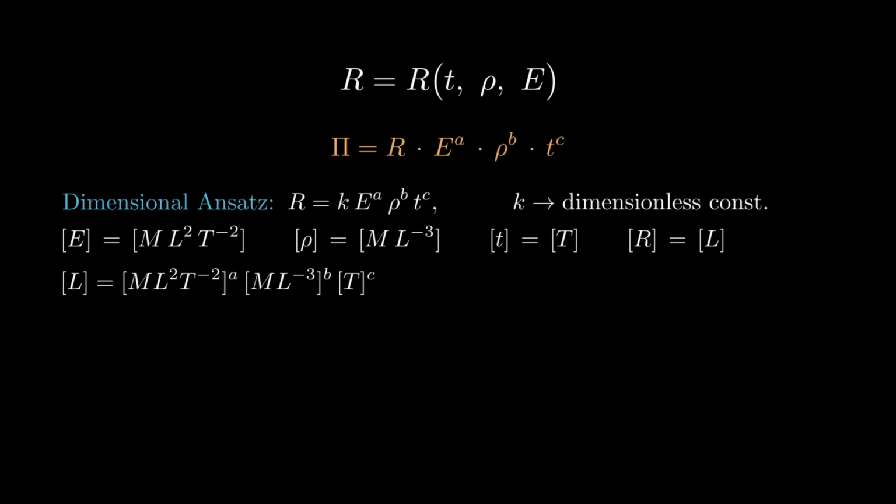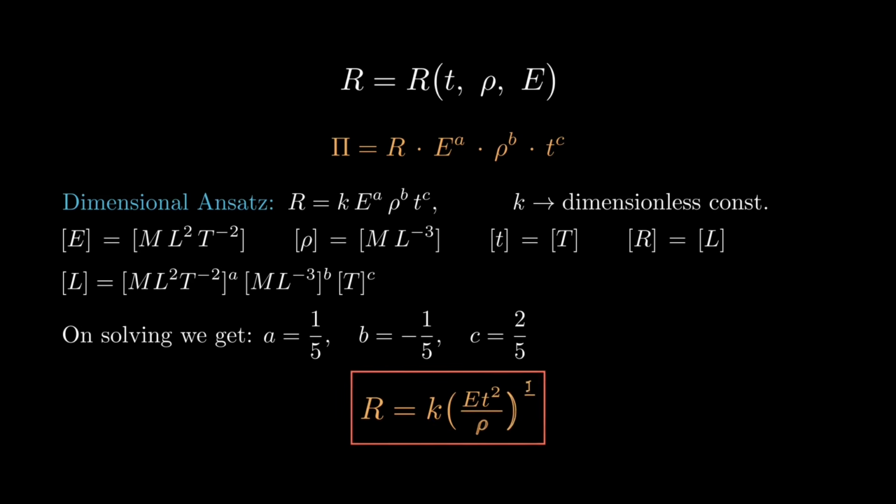We put down the dimensional expressions of each quantity and substitute those into the ansatz, and after a bit of math, we obtain a equals 1/5, b equals minus 1/5, and c equals 2/5. Plugging that back in gives us the final expression for r. If you overlay this on the Trinity data, you read k varies approximately in the range of 0.9 to 1.1, so k equals 1 is a reasonable assumption, one used by Sir Geoffrey Taylor in his paper.